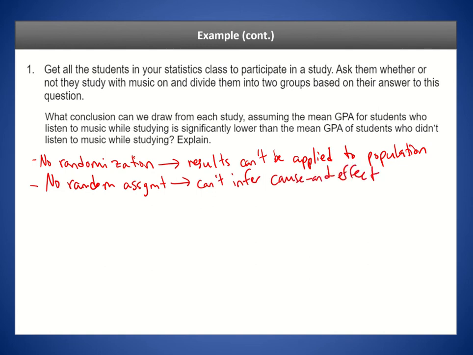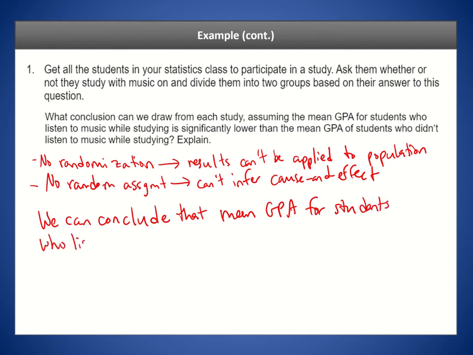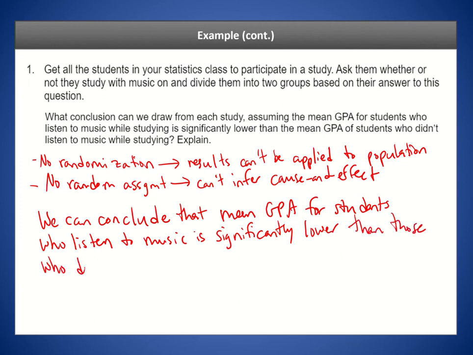Okay, so that's basically the idea. So now let's go ahead and generalize a response for this. What conclusion can we draw? So it says, assuming that the mean GPA of students who listen to music is lower. So we can conclude that that's true, right? So we can conclude the default assumption here, that the mean GPA for students who listen to music while studying, I'm going to assume that we're talking about while they're studying, is significantly lower than those who didn't listen to music. All right, so we can conclude that.